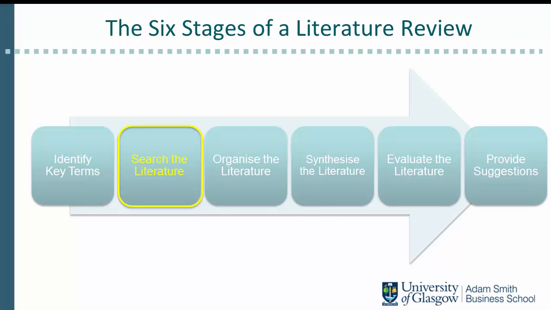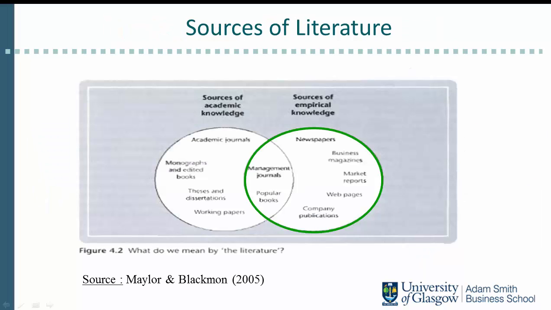So if previously you looked at newspapers, web pages, company publications as sources of empirical knowledge, you will now look at academic journals, monographs, books, working papers as sources of academic knowledge. This phase of the literature review equips you with general background knowledge and familiarity with main key terms in an academic context. It helps you understand the current state of the academic knowledge.